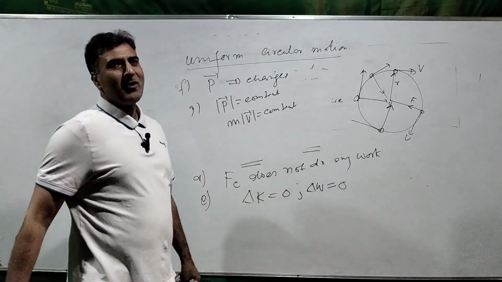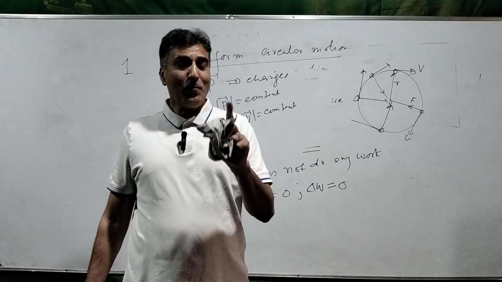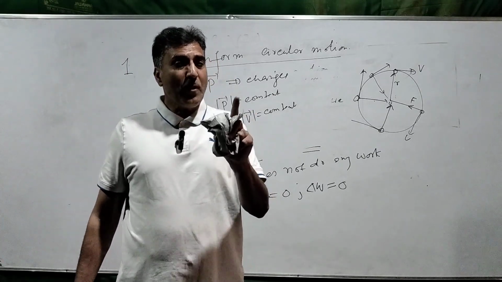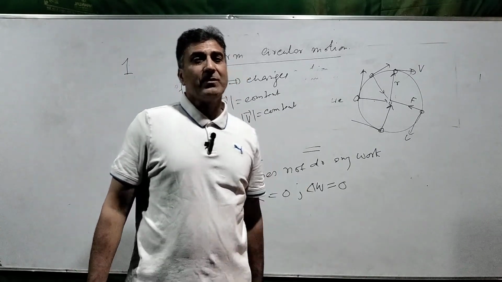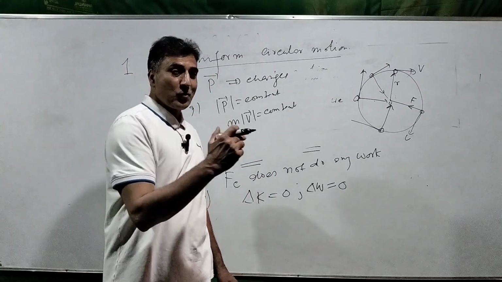The magnitude of velocity is constant in uniform circular motion. I repeat, don't forget that in uniform circular motion, speed remains constant, but velocity changes. The force is toward the center, and acceleration is also toward the center.